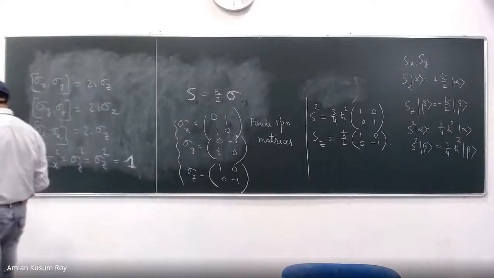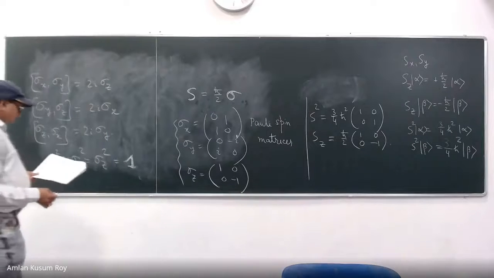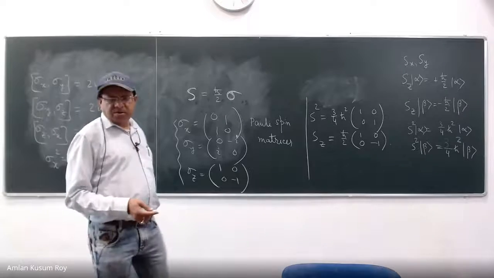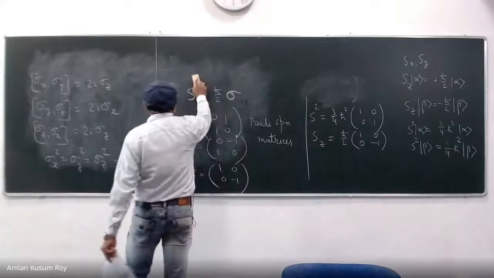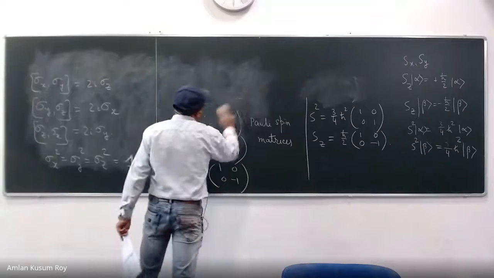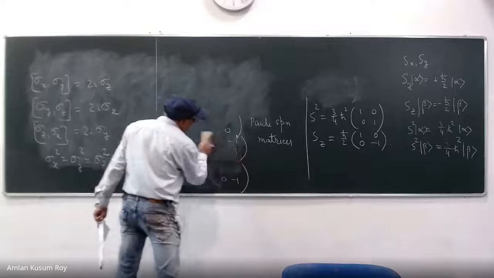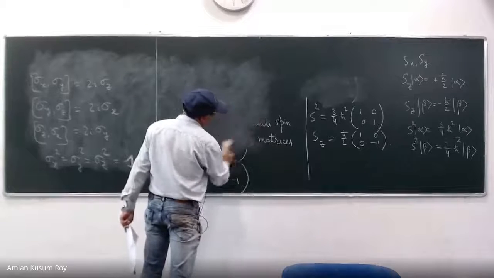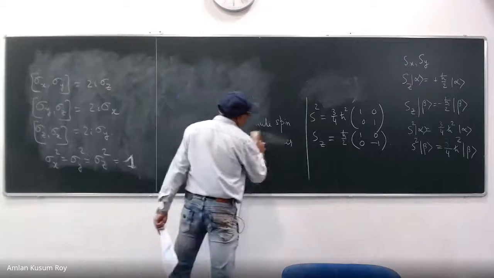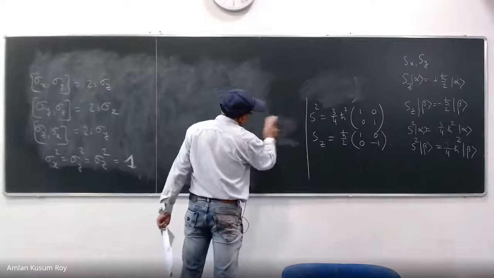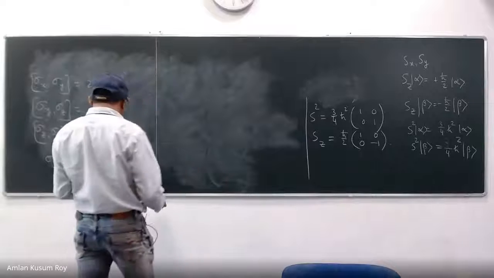Unit matrix, okay? And then, there are also anti-commutation relations. The sigma matrices satisfy certain anti-commutation relations. That means AB minus BA is commutation, okay? AB plus BA is anti-commutation, okay?